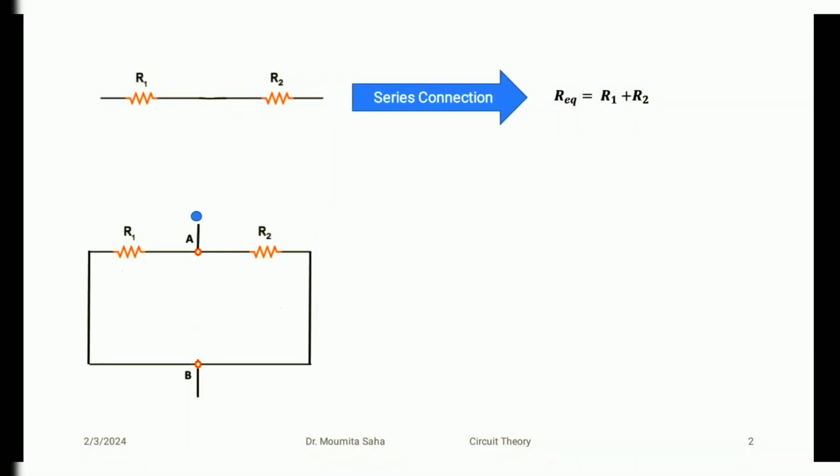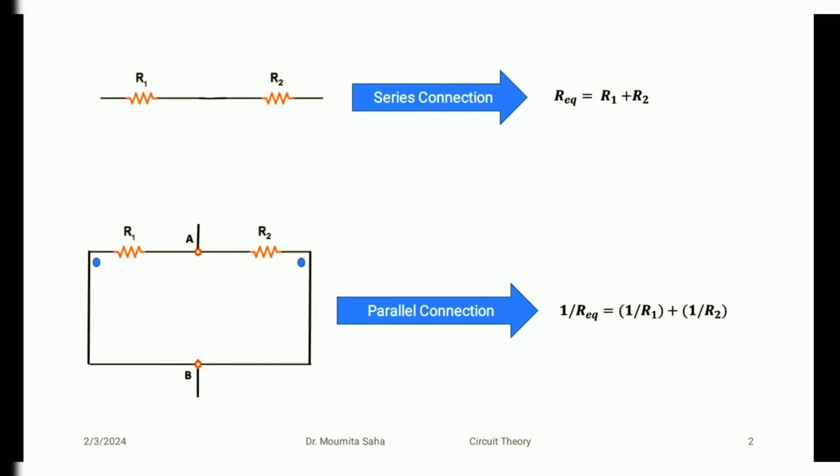When R1 and R2 are in such a position that there is an obstacle or knot in between them, and current flows through and gets split up and flows accordingly, then they are called a parallel connection, and we can find the equivalent by using this formula.